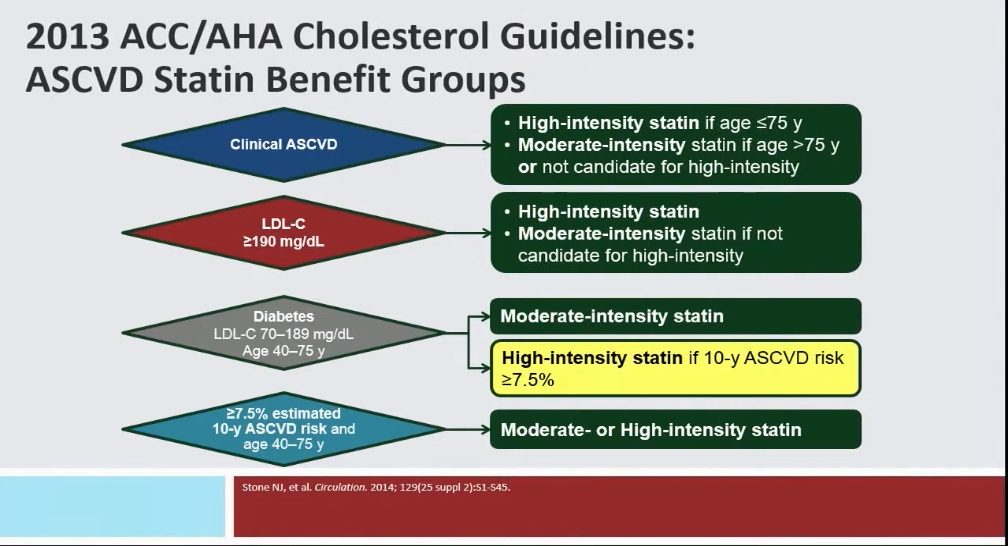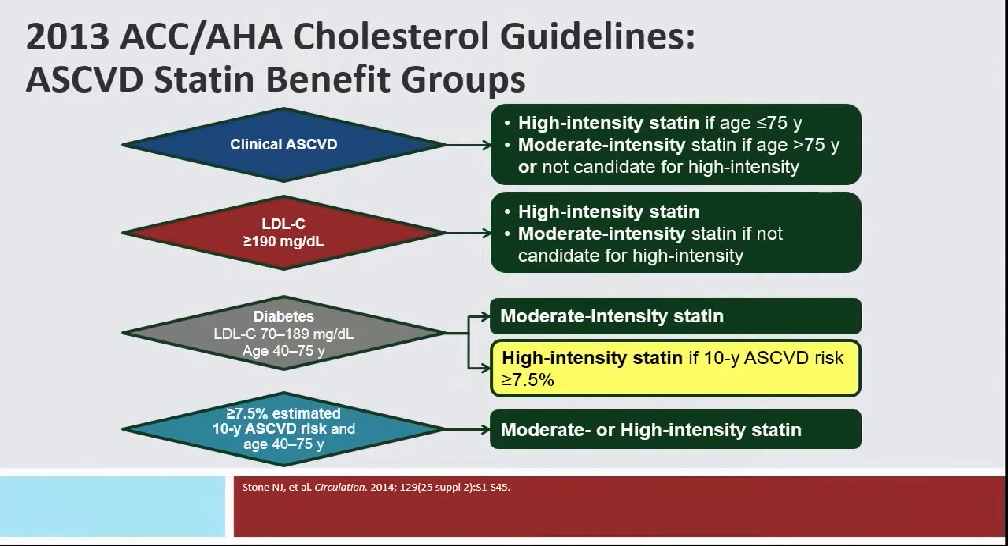In the age group between 40 and 75, moderate intensity statin if you're over the age of 75 with clinical ASCVD. The FH population in group 2, high-intensity statin is preferred. In group 3, which is primary prevention diabetes, in the 40 to 75-year-old group, again, high-intensity statin would be used if they're high-risk primary prevention diabetes, and moderate intensity if they're less than 7.5%, using the pooled cohort equation.